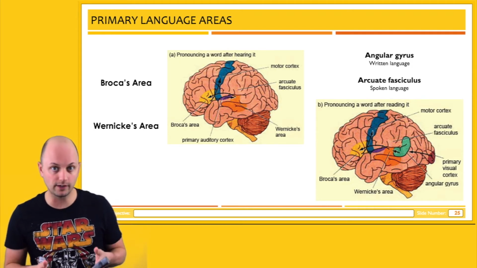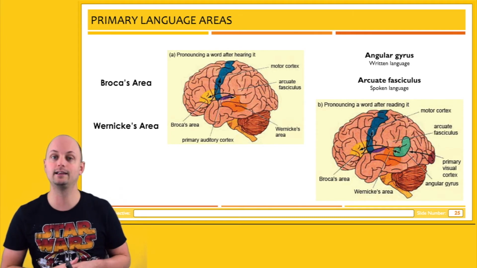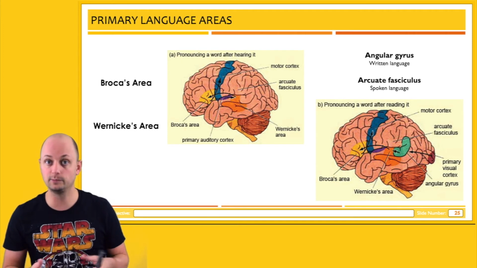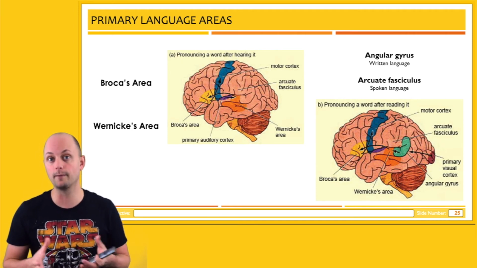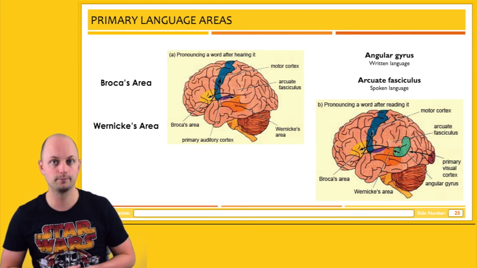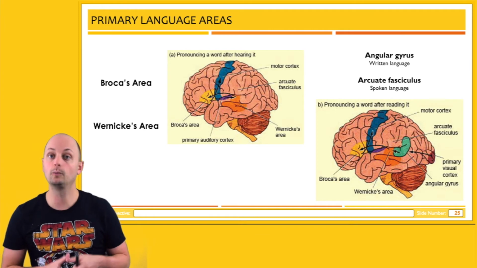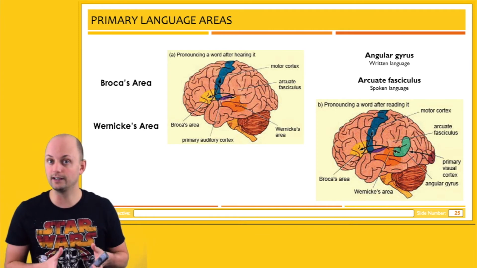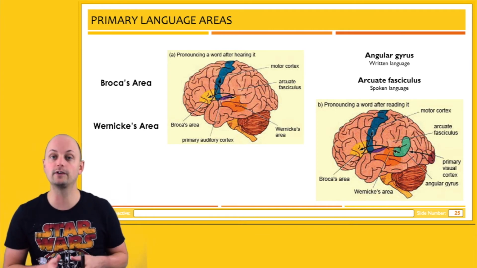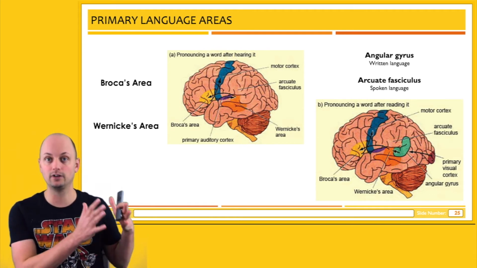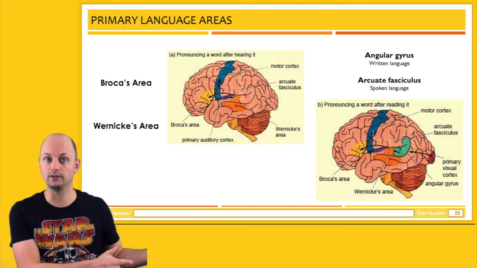Remember that Broca's area is in the frontal lobe, and it's important for speech production. I always remember this because Broca sounds like boca, which is the Spanish word for mouth. Wernicke's area in the temporal lobe is important for language comprehension. So both Broca's area and Wernicke's area in most people are found only in the left hemisphere. We call them lateralized structures, present mostly on one side.